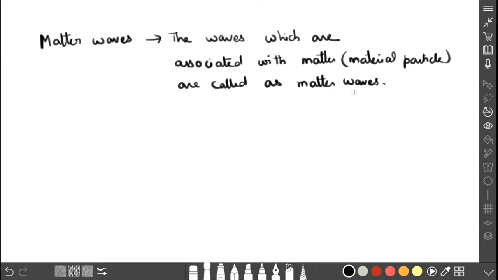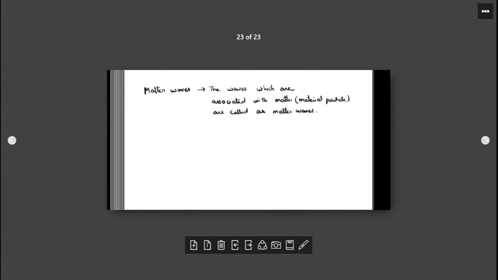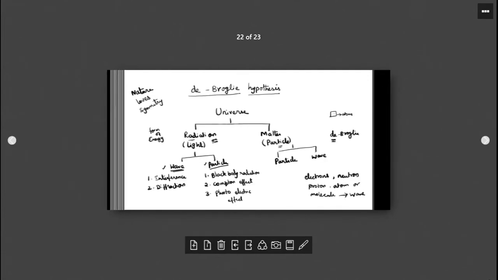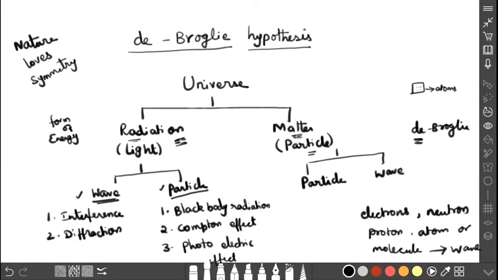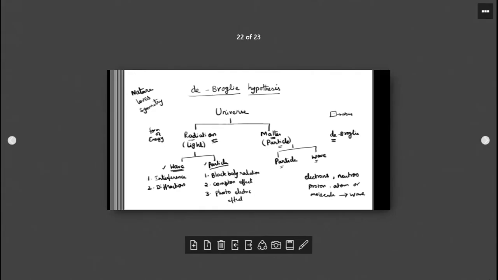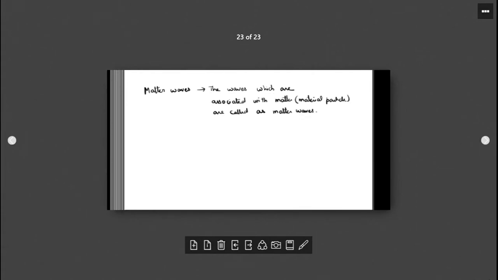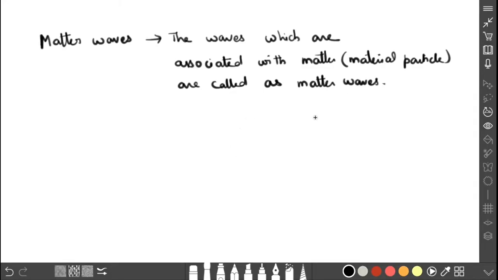Just as radiation has both natures, likewise matter also has both natures, particle nature as well as wave nature. That means the wave will be associated with moving particles like electron, neutron, proton, atom or molecule. These waves are known as matter waves. This concept was given by de Broglie, which is why this hypothesis is named the de Broglie hypothesis.